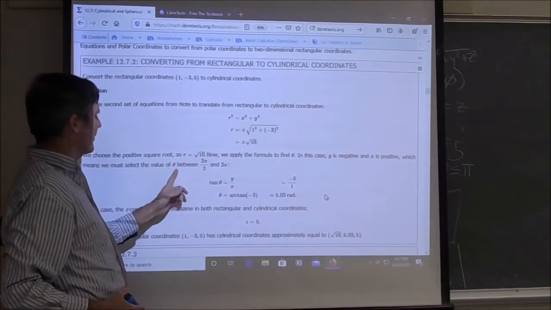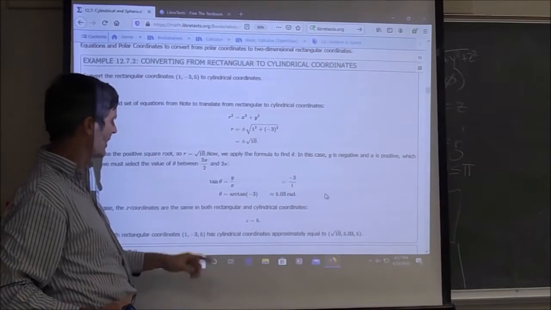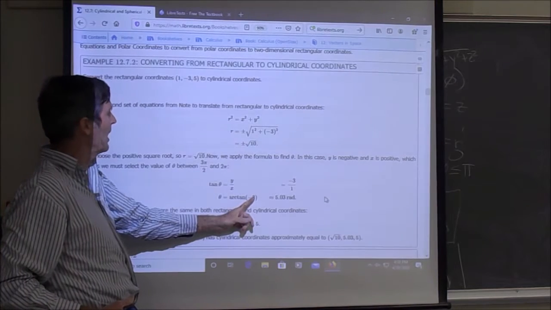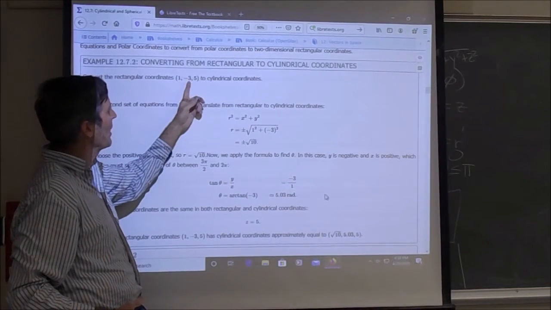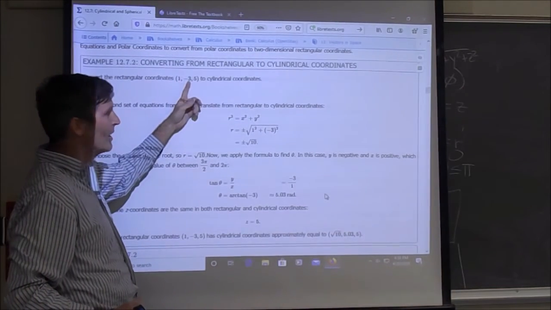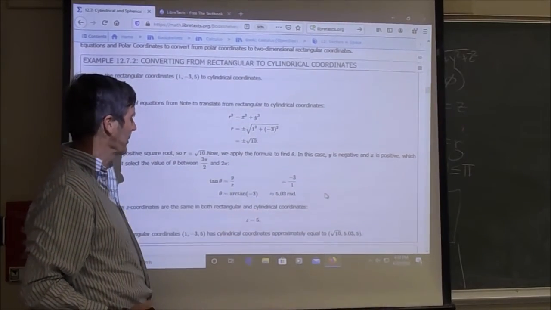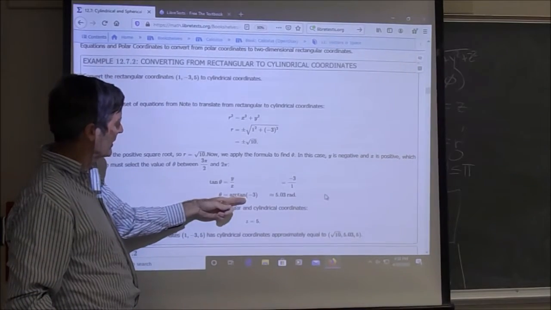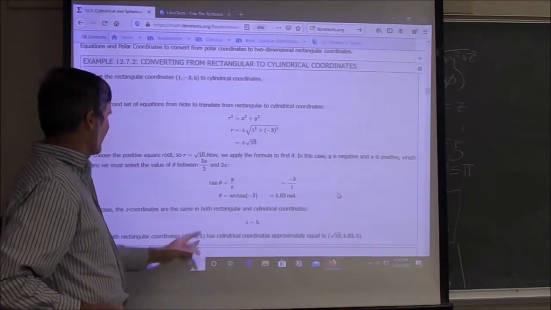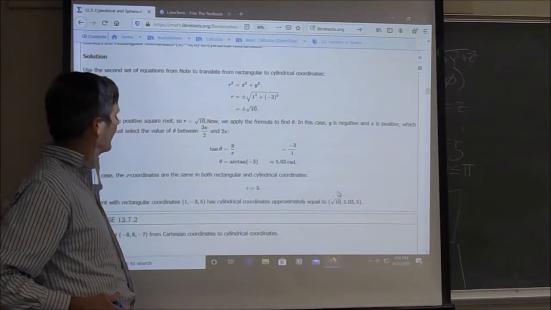And then theta, how do you get theta? Same thing as in polar coordinates. Tangent theta is y over x, which is minus 3 over 1 from the given coordinates. So theta is the arctangent of negative 3, or arctangent plus pi. What do we do? x is positive, y is negative, so we have to add pi. This should say arctangent of negative 3 plus pi is 5.03 radians. Arctangent is always an angle between plus and minus pi over 2, and this is bigger than that. So there you get arctangent plus pi. And then z just carries over. So there's how to get these.